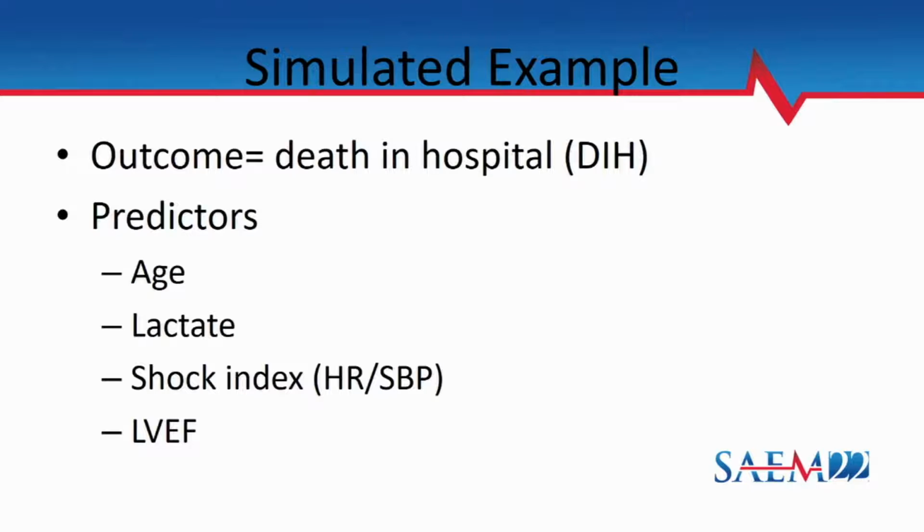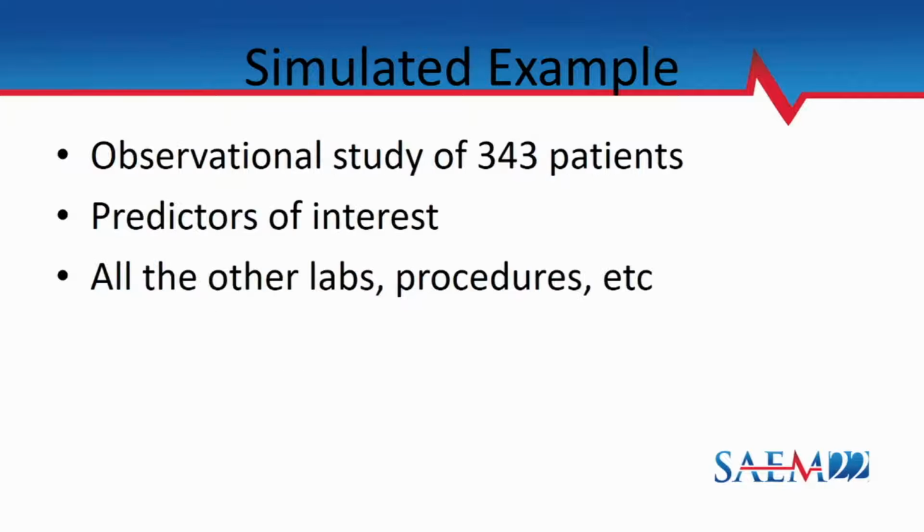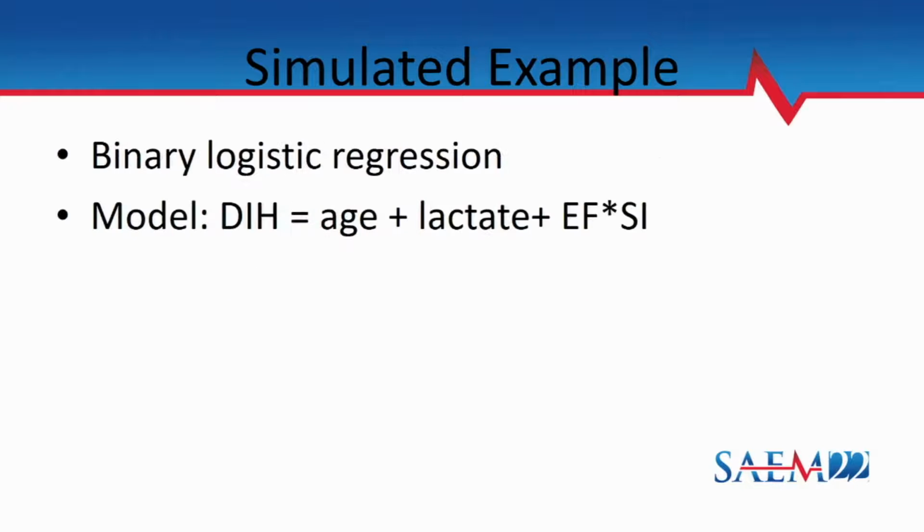For this simulated model, our outcome is going to be in-hospital death. Our predictors are age, lactate, and shock index. And for reasons that don't really matter, you think that LV ejection fraction at presentation is going to be predictive. So we've got 343 patients. We have all of the predictors of interest, and all the other usual things, vital signs, labs, et cetera. We're going to model our outcome with logistic regression.